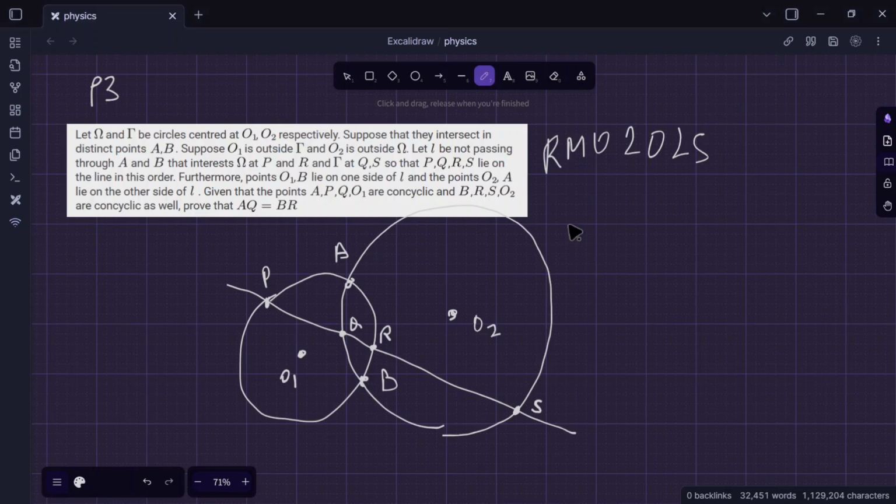Hello everyone, this is a solution to RMO 2025 P3. It's a geometry problem, so I've already drawn a bit of the diagram. So let's see what's going on.